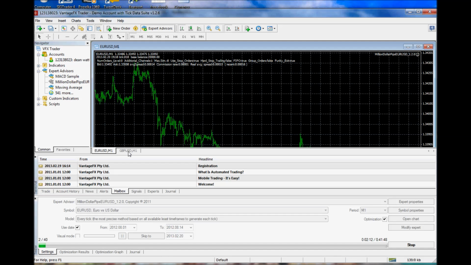Okay, so coming back here, what we've got is we now had 2 optimization runs. The first figure is how many have been done, and the second figure is how many there are to do. So okay, it's just gone up to 3.